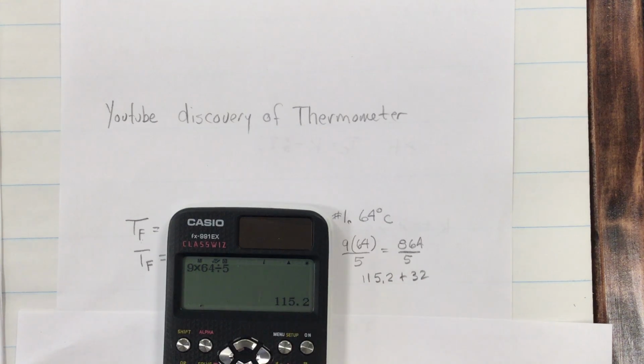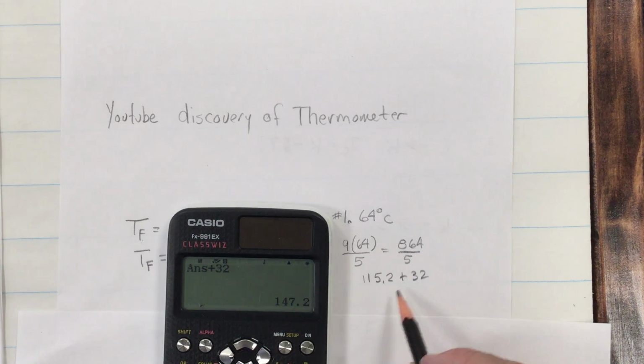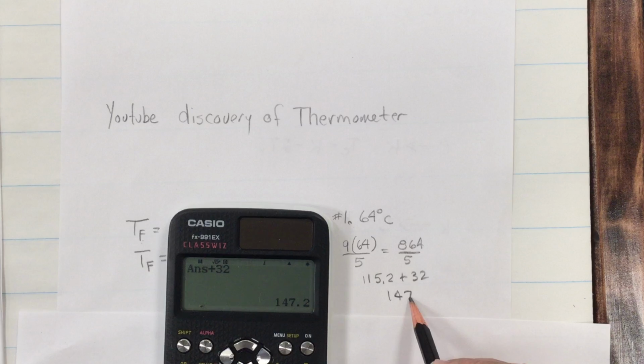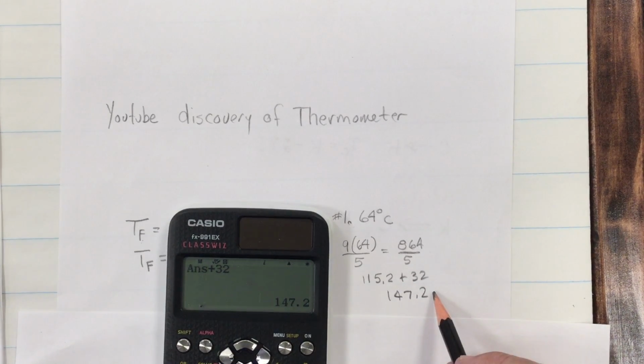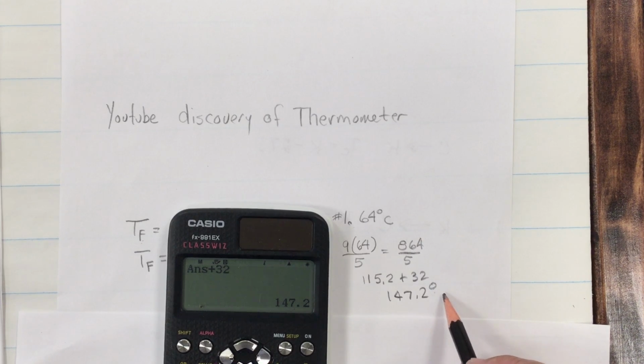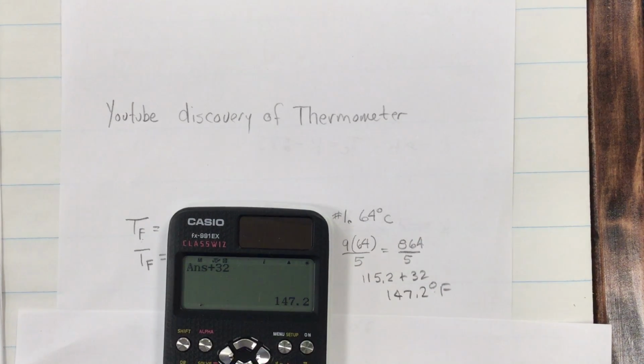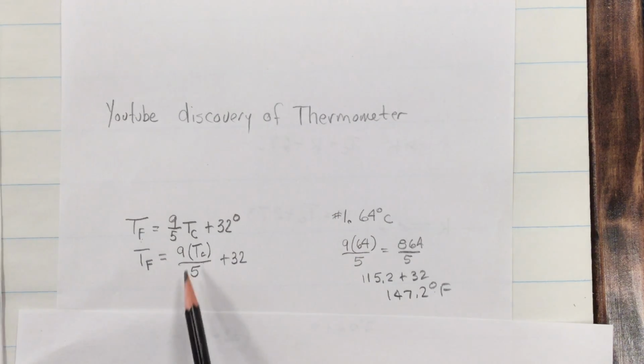So we're going to add this to 32. 32 equals 147.2. And what is this degrees? This is degrees in what? In Fahrenheit. Okay, so we just took it and rewrote it a little bit.